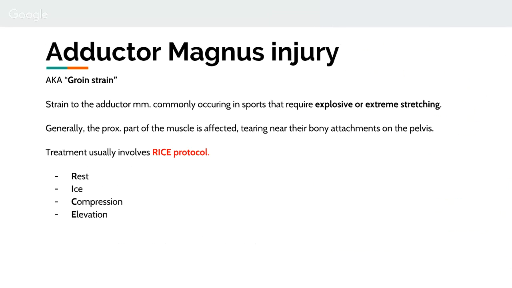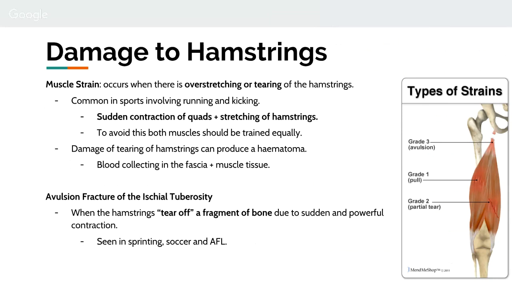Groin strain. Just know that this needs RICE. Most musculoskeletal stuff can be treated with RICE. There's no fancy things. Damage to the hamstring, this is what I was talking about. When you've got huge quads and tiny hamstrings, you'll have a sudden contraction of your quads, stretching the hamstrings, and the hamstrings are weaker, so they will break. This can cause bleeding, and bleeding is always bad because stasis of blood can cause a clot. Avulsion fracture of the ischial tuberosity will also occur, and it'll occur in a different way, but cause the same kind of thing in the end.